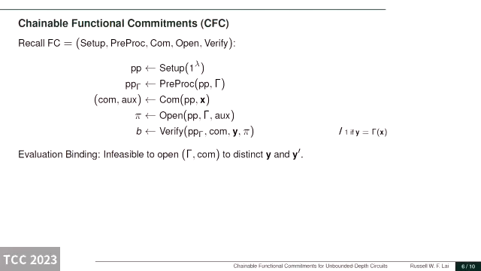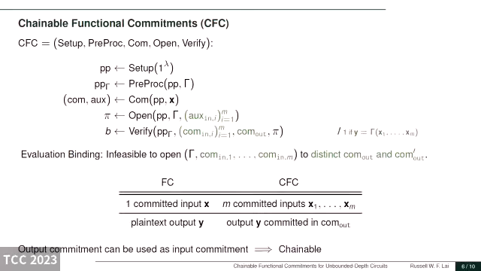And in terms of security, we have evaluation binding, which says that it's infeasible to open gamma and the commitment to 2 distinct Y and Y prime. And so generalizing FC, we get CFC. And basically, there are 2 changes.